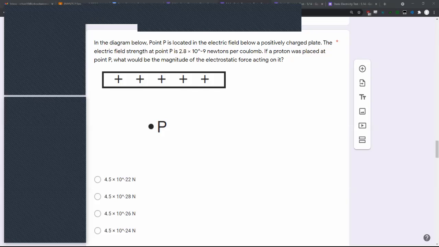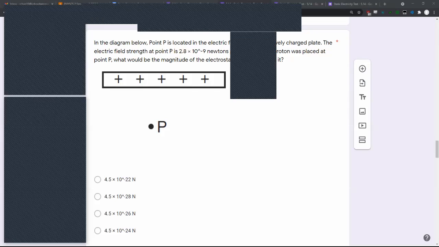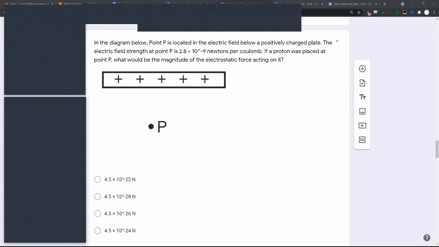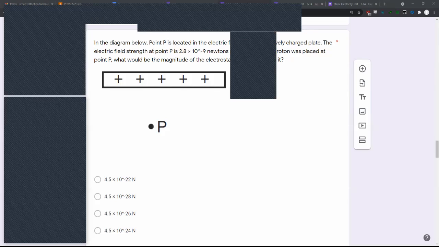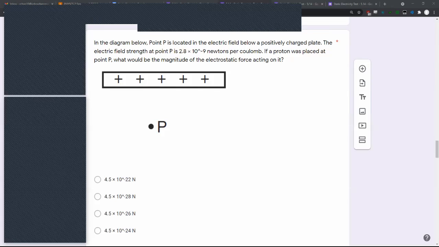FE is equal to 2.8 times 10 to the negative 9. FE or E? Oh, shoot. My bad. It's E. Yeah, E.